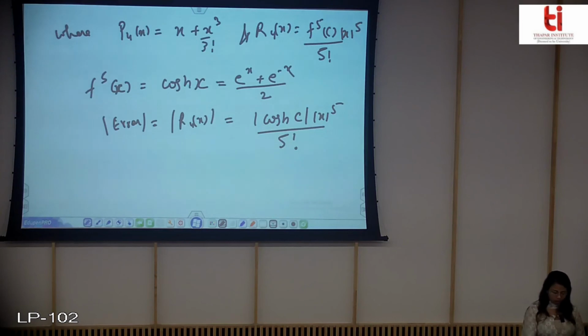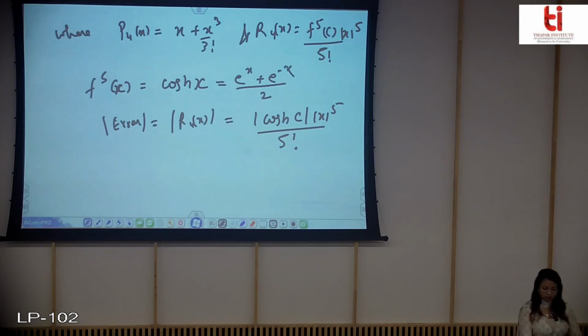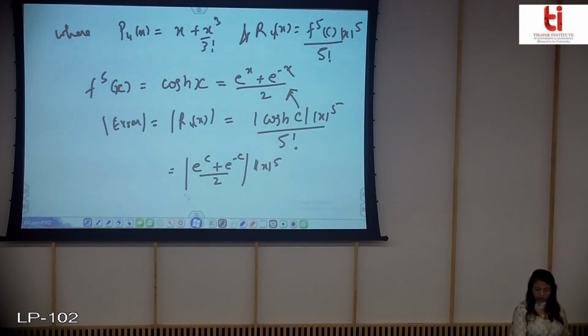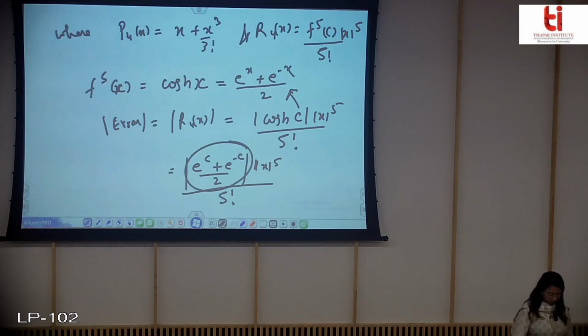So now what you need to do is find the bound, and cos hyperbolic c is not the same as cos x, so you cannot replace it by 1. We will put this to find its bound. So this is equal to (e to the power c plus e to the power minus c) by 2 into x^5 upon 5 factorial. So let's see what the upper bound for this is.